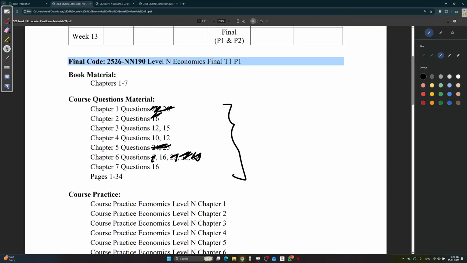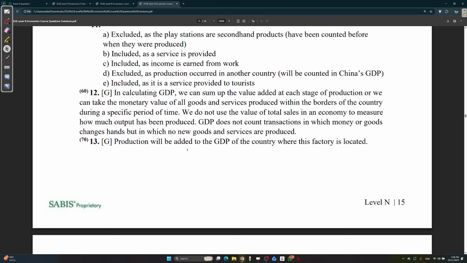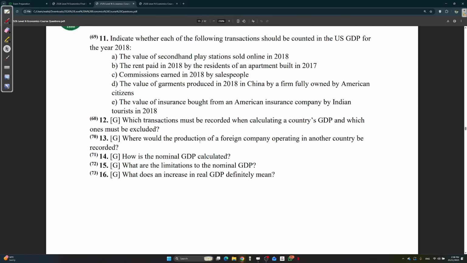Like 13, I don't know if we have it, but I want to do it for you, just to show you. Where would the production of a foreign company operating in another country be recorded? Simply, wherever it's being produced. Think about it like that. Don't memorize. GDP is output. It's to measure output, okay? So when you want to think about if it's getting added to GDP or not, you think, where is it being produced? When is it being produced?